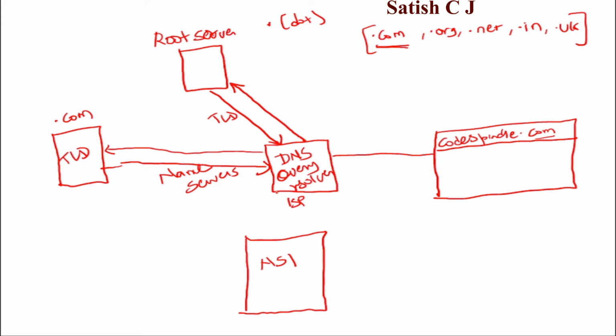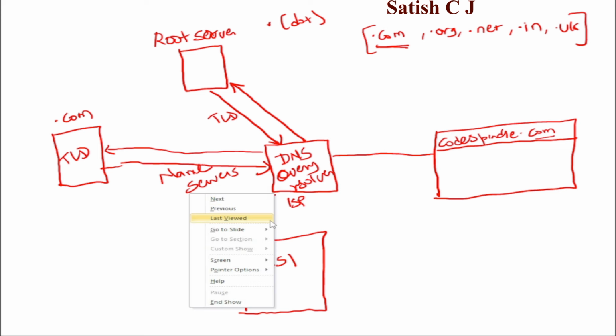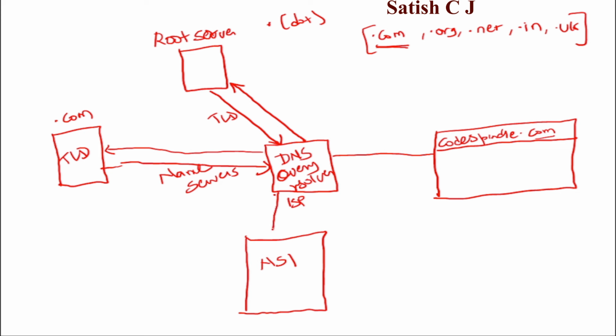So now our DNS query resolver will contact the name server, and name servers contain DNS records. Our name servers contain all the DNS records for every domain. So here the name servers will have the records corresponding to codespindle.com. So what kind of DNS records do we have? Let me write it here. We'll just talk about a few records.